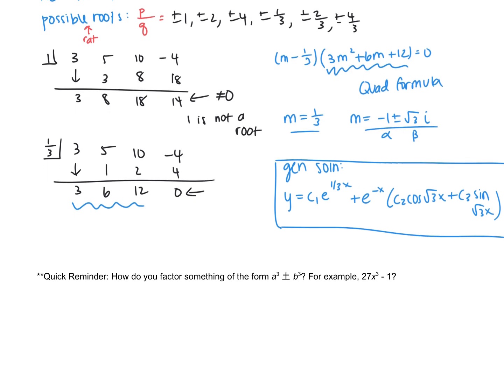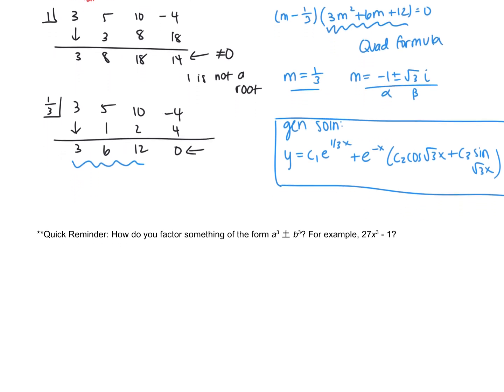Now, one quick reminder for something that you're going to see on your homework is how do you factor something of the form a cubed plus or minus b cubed. So for example, 27x cubed subtract 1. I will tell you what I do. For a cubed plus or minus b cubed, the first set of parentheses is just going to be an a and a b, and then we have a squared, then we multiply them, and then we have b squared. To remember the signs, it's same, opposite, always positive.